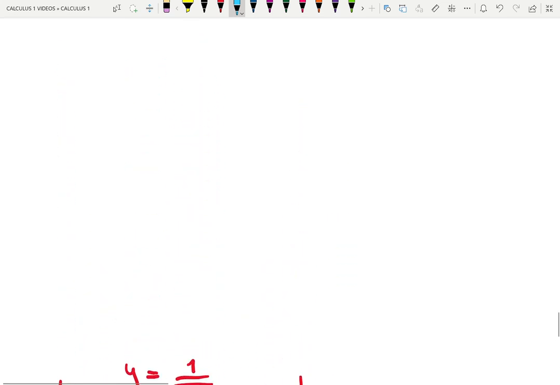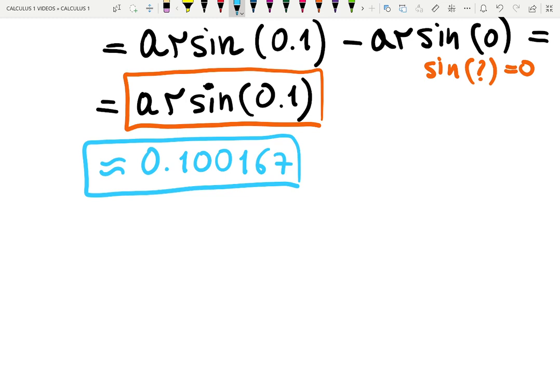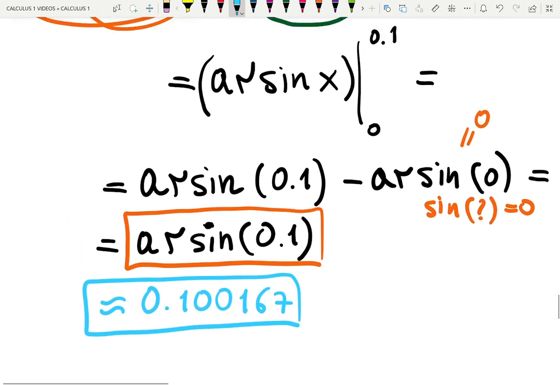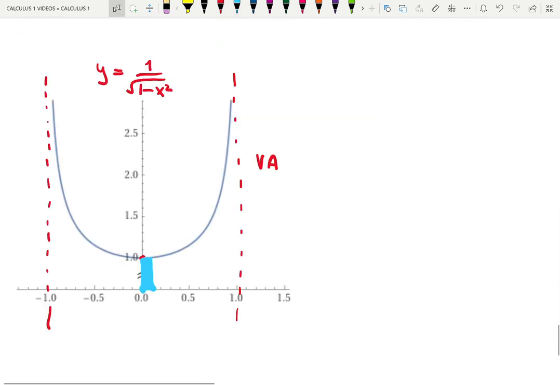And I wanted to show you that if you plug it into a calculator, it's indeed a very small number, which is 0.100167. So it matches our understanding of the application of the integral as area below the graphs. And there are more applications than that. And that's how you work with inverse trigs.